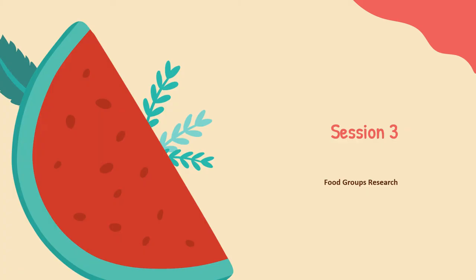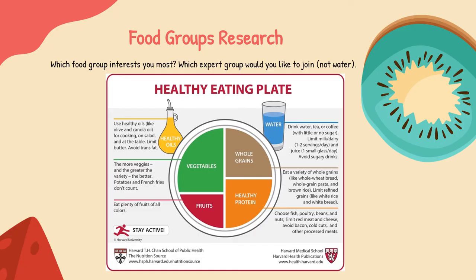Session 3, food groups research. So this session is similar to the session in the previous lesson where they researched a specific drink. So here we're going to have students research a specific food group and talk about how this food group is important in providing nutrition that's important to the human body. So have students pick a food group that interests them most. If you feel like you need to do a little bit of delegation there to make sure that each food group has people assigned to it, go ahead and do that.